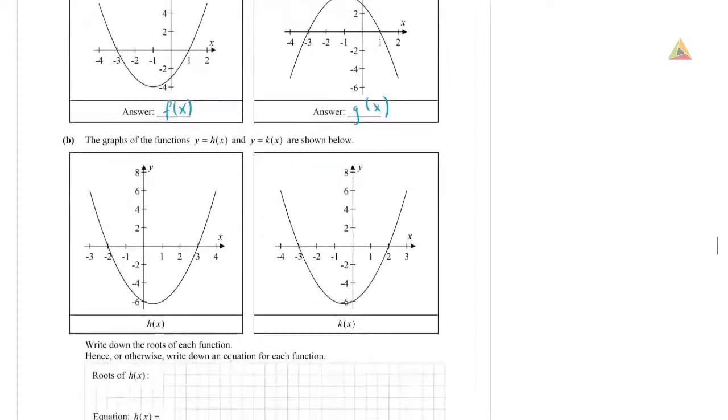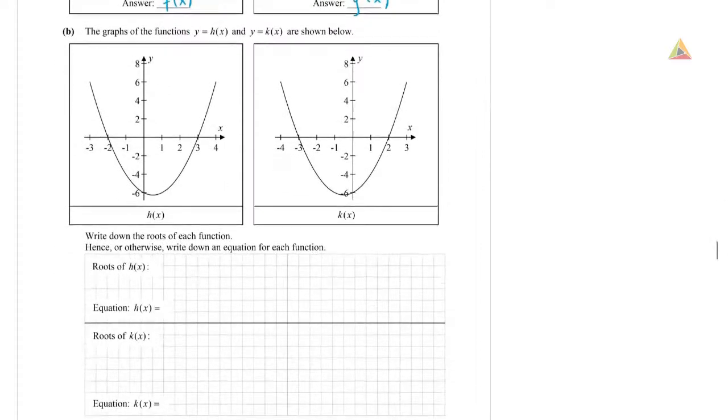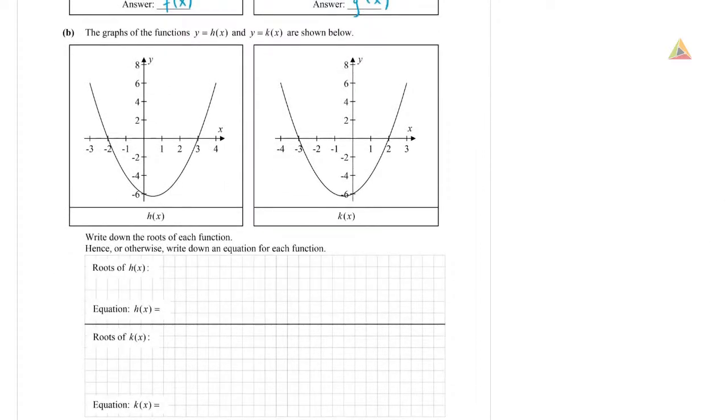Now if we go on to part B, the graphs of the functions y is equal to h of x and y is equal to k of x are shown below. This is a little bit trickier. What you're being asked to do is write down the roots of each function. What the roots mean is where it cuts the x-axis, so I'm just going to make a note of that. The roots are where the curve cuts the x-axis. If we look at the h of x, it cuts the x-axis at x is 3 and x is minus 2. So x is equal to 3 and x is equal to minus 2.